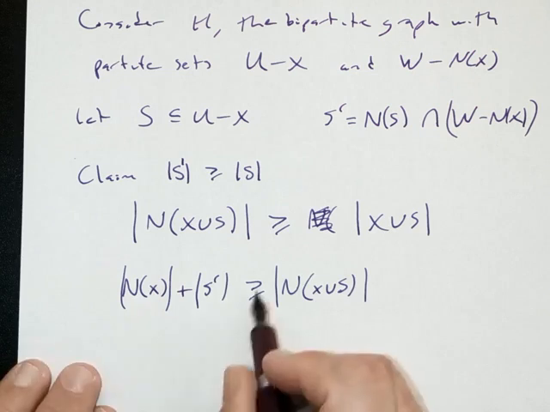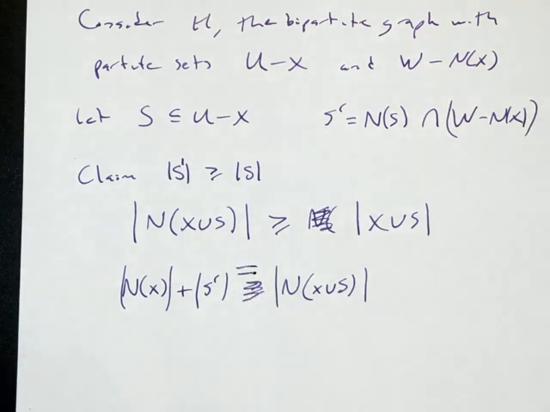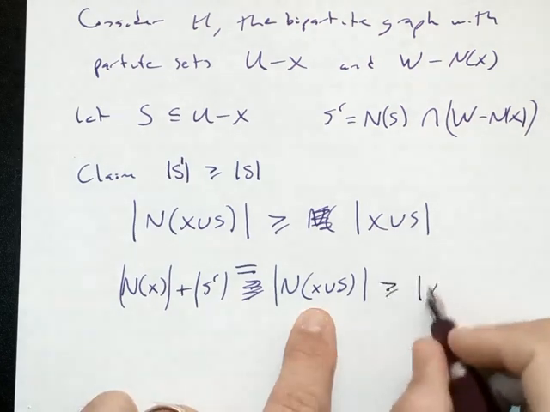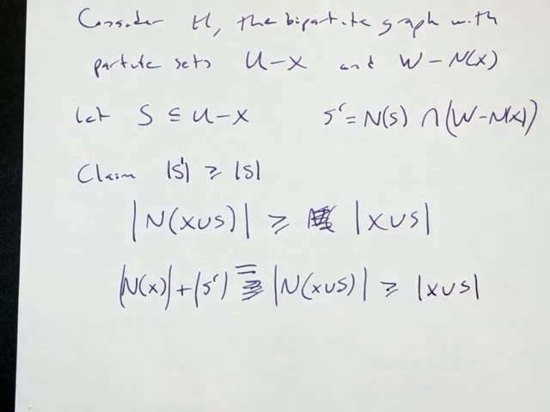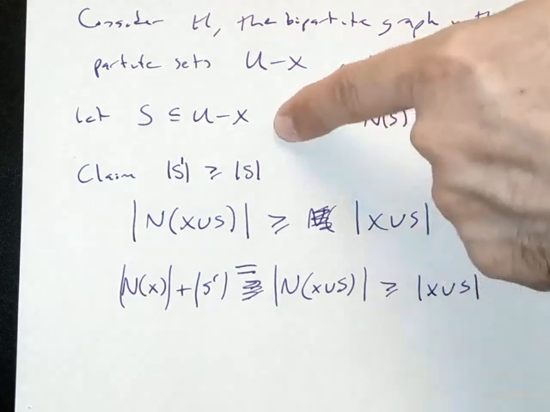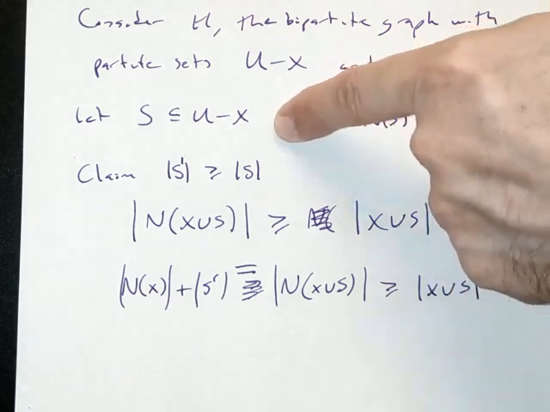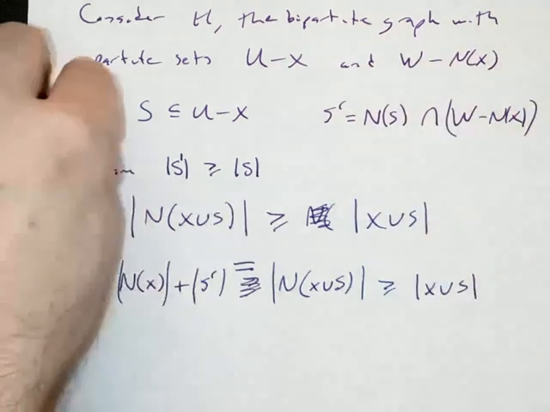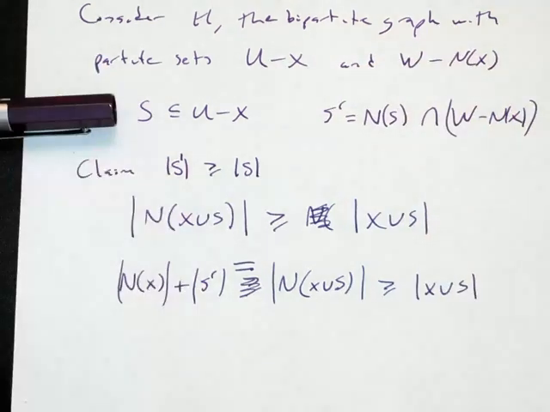As a matter of fact, wait, let me erase that. That's not a less than or equal to. That's an equal to. That's equal to this, right? That's bigger than or equal to this. That is bigger than or equal to X union S. Wait a minute. What do you know about X and S? That thing right there. What do you know about S and X?